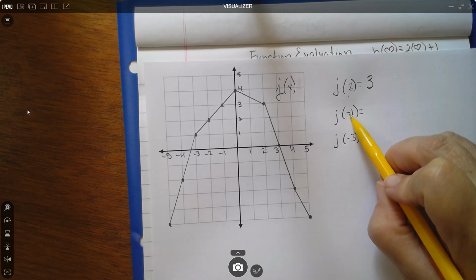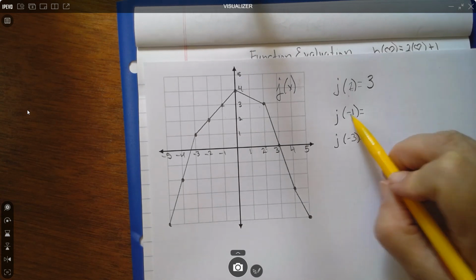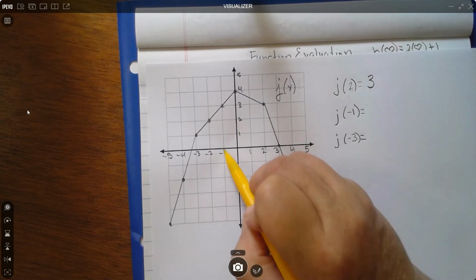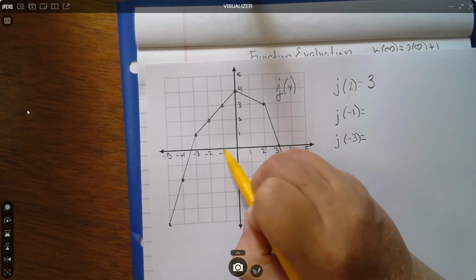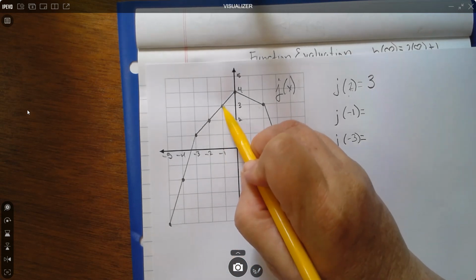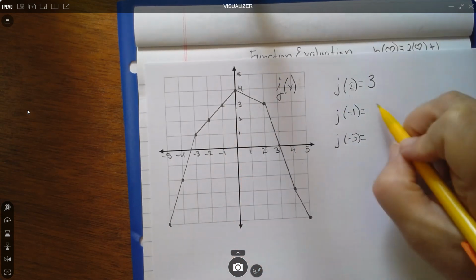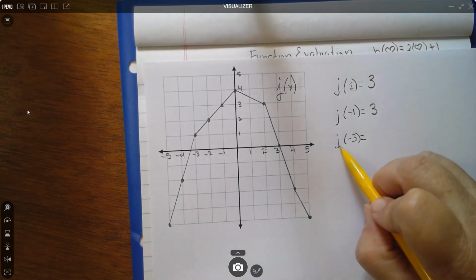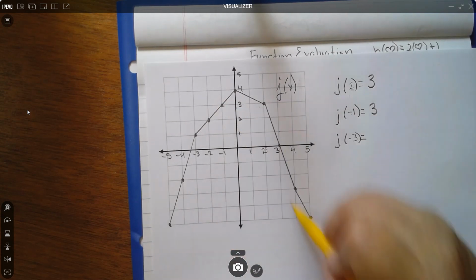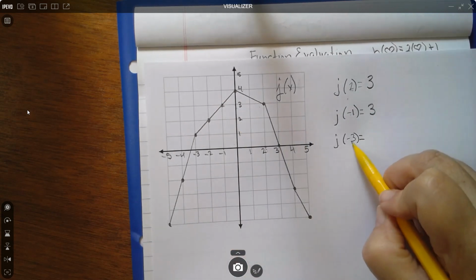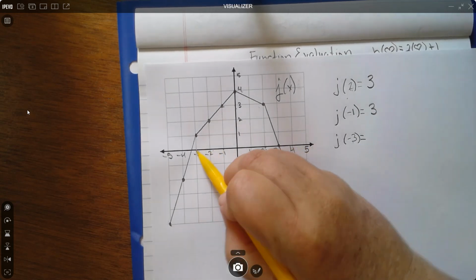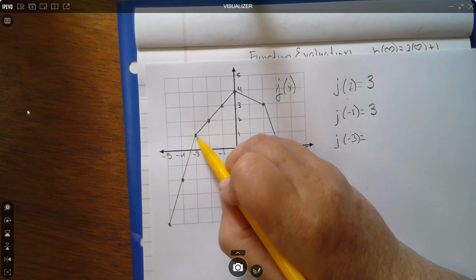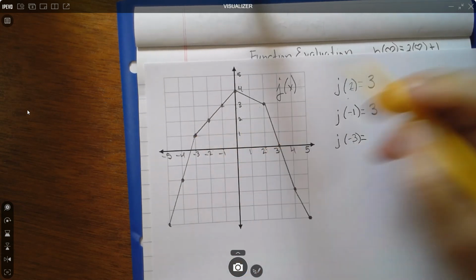Where do I go? x-axis to -1. x-axis, -1. Where do I have to go to get on my graph? I have to go right there. What's that y value? 3. I'll do one more. J function, that's the J function, x-axis -3. Go to -3. Where do I have to go to get on the function, to get on the graph? I have to go right there. What's that y value? 1.